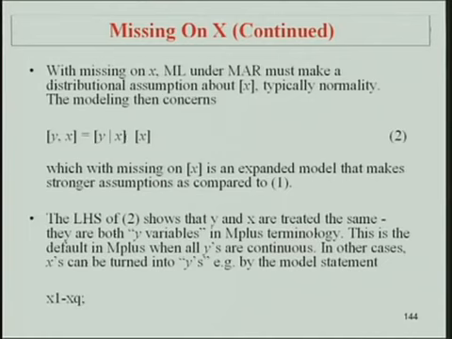So I'm saying that if you are missing on x and want to not throw out people who have missing on x, then you need to augment your model with an assumption about the x's. So it's an expanded model that makes stronger assumptions compared to the model that we usually work with.